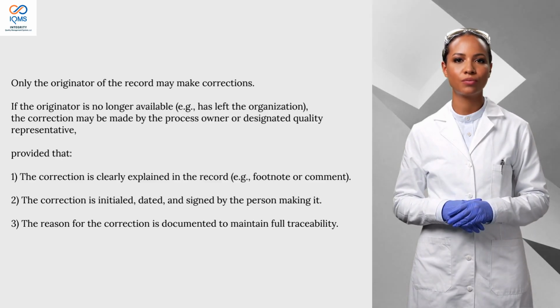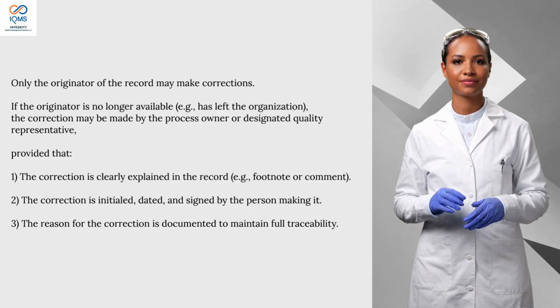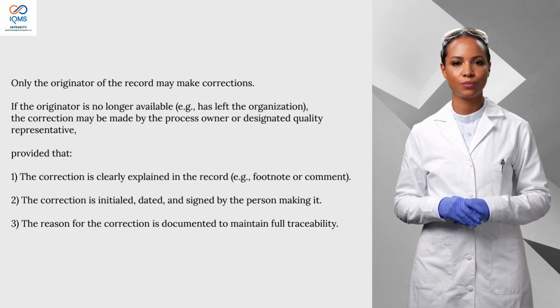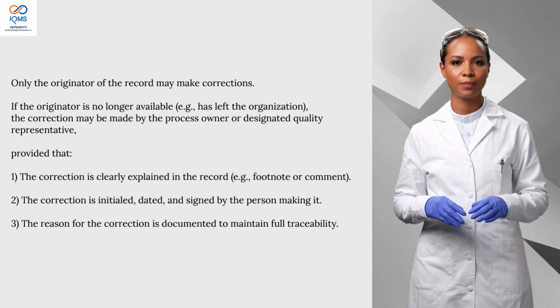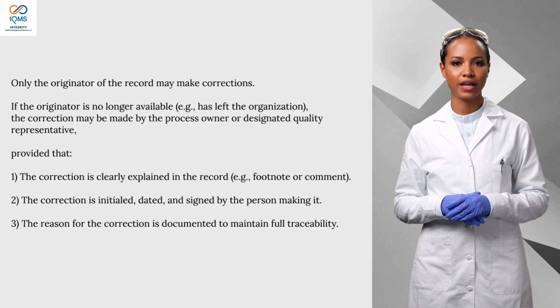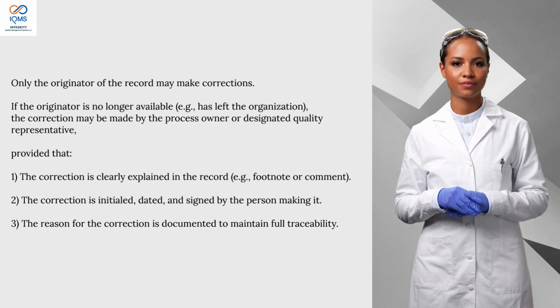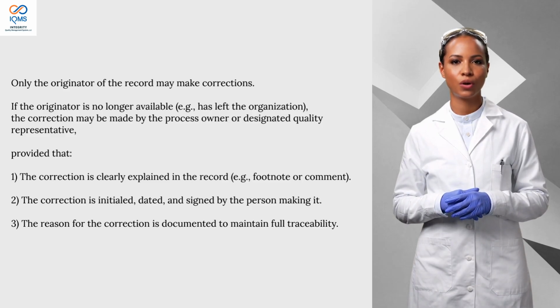Only the originator of the record may make corrections. If the originator is no longer available, for example, has left the organization, the correction may be made by the process owner or designated quality representative, provided that: 1. The correction is clearly explained in the record, for example, footnote or comment. 2. The correction is initialed, dated, and signed by the person making it. 3. The reason for the correction is documented to maintain full traceability.